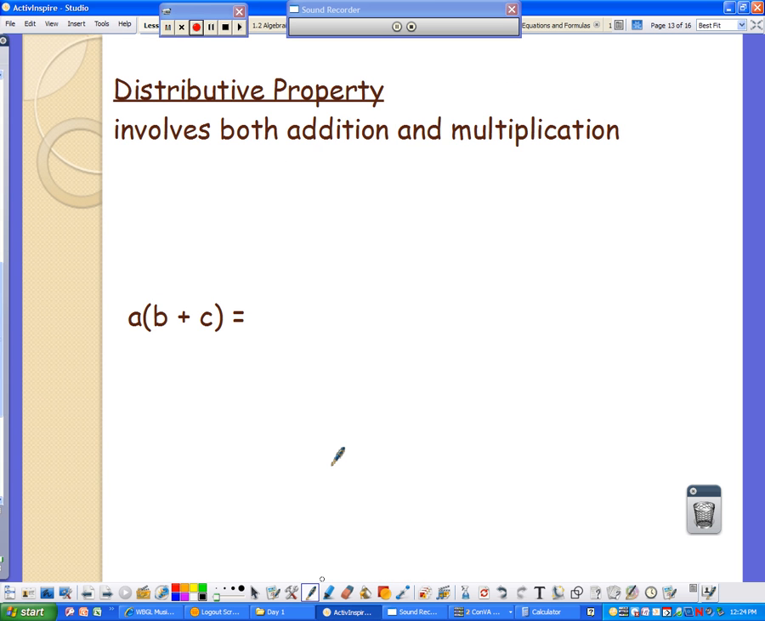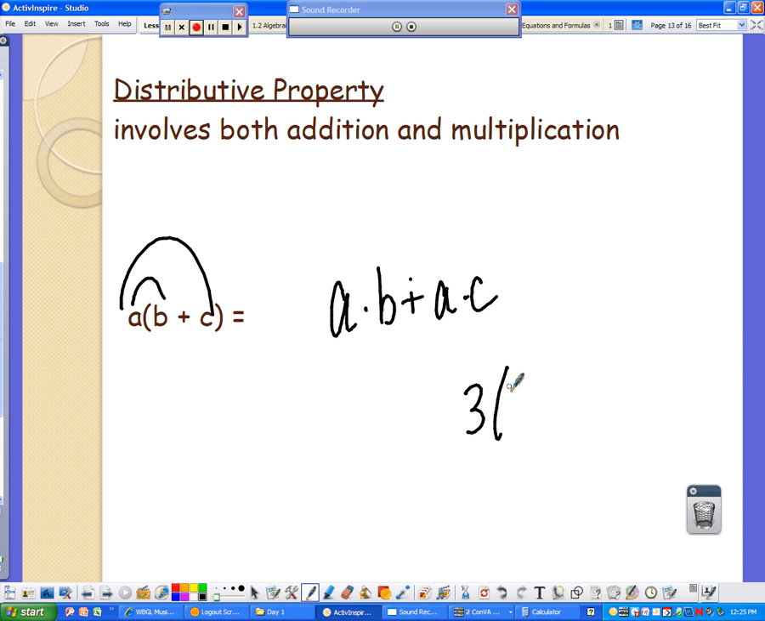The last one is known as the distributive property. Remember, if you take a number and multiply it times the group, so A times B plus C, you end up with A times B plus A times C. Okay. If we applied numbers to it, we get 3 times 2 plus 4. So 3 times 2 plus 3 times 4.